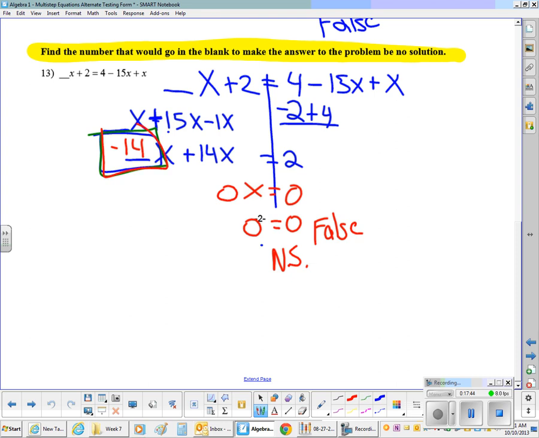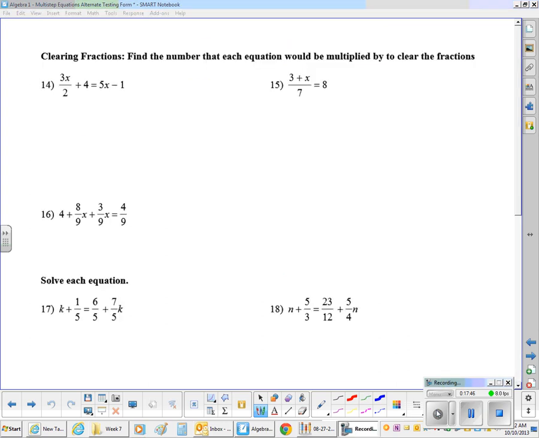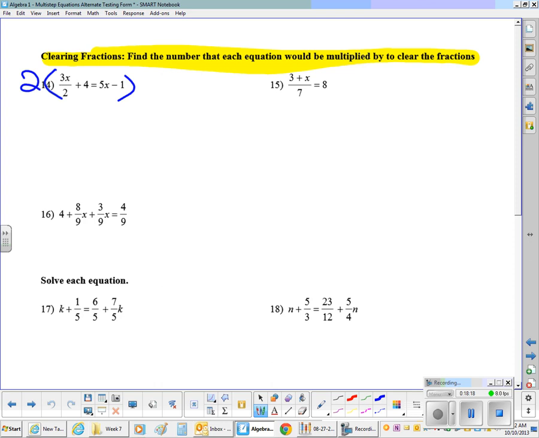Yes. If we take a look at 14, 15, and 16, again, it's important to read the directions. I'm not trying to trip you up. I just want to make sure you follow the directions that are written on the page. It does not say to solve. It says to find the number that each equation will be multiplied by to clear the fraction. And the way we find that number is by looking at the denominator. So number 14, all we have to do is multiply everything by 2. So number 14, the answer is 2.